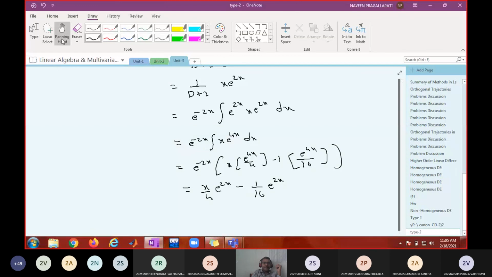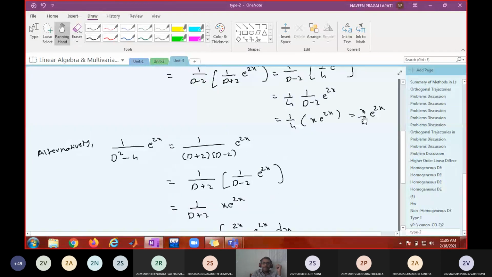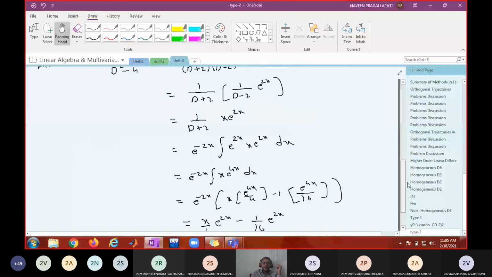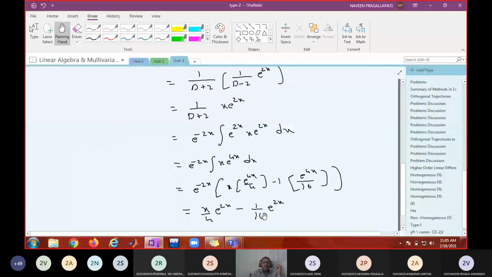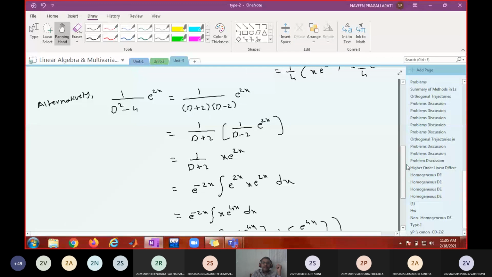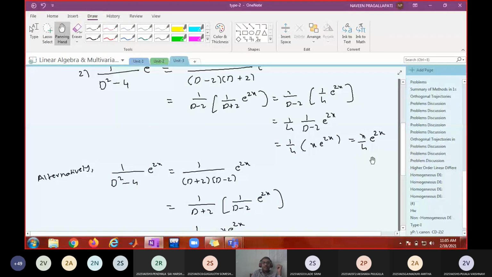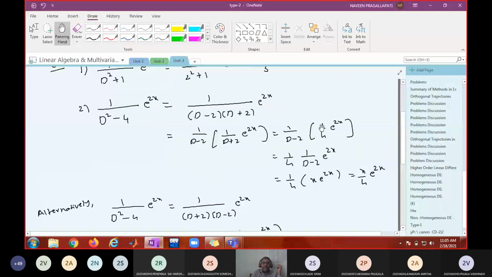Okay, are these two the same? Not the same. This is one particular solution. This is another particular solution. Different methods may give different particular solutions. Is this point clear to all of you? There are several particular solutions. Different methods will give different particular solutions. Did you realize this point?